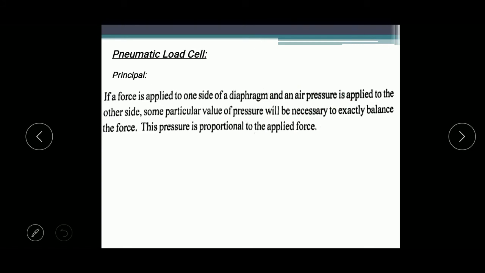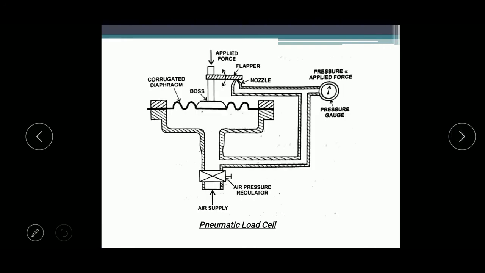The principle of the pneumatic load cell is, if a force is applied to one side of a diaphragm and an air pressure is applied to the other side, some particular value of pressure will be necessary to exactly balance the force. This pressure is proportional to the applied force. This principle can be easily understood by the operation of the pneumatic load cell. So this is the diagram of the pneumatic load cell.